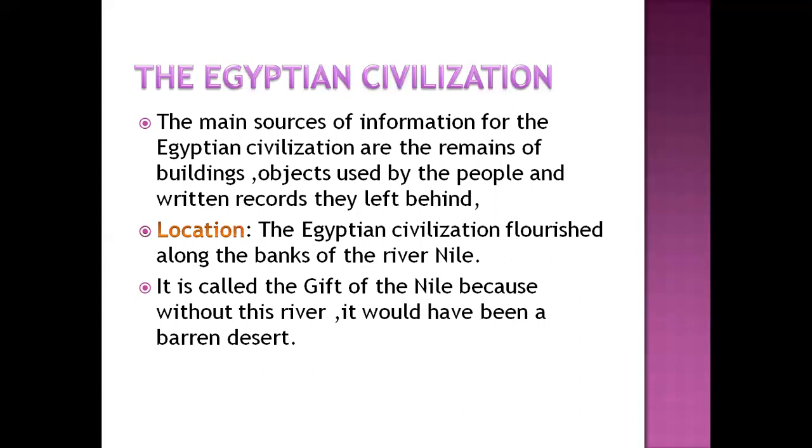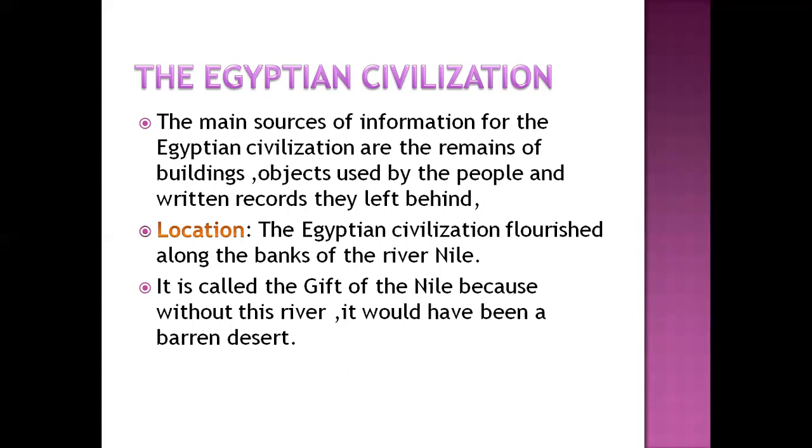Next, we'll be seeing what this Egyptian civilization is. The main sources of information for Egyptian civilization are the remains of buildings, objects used by the people, and written records left behind.